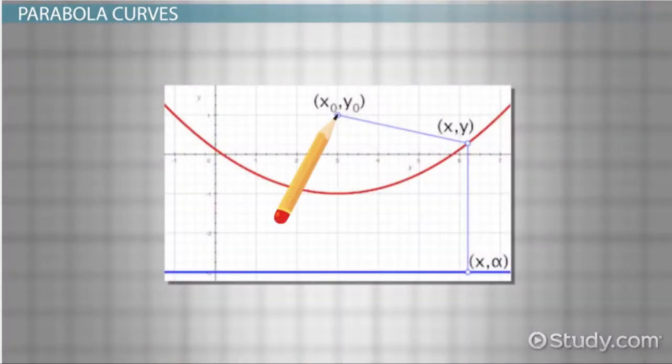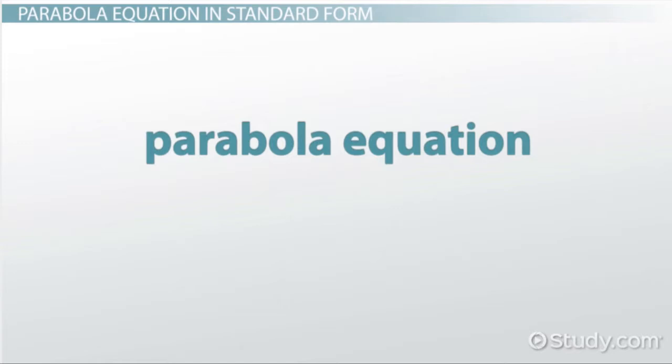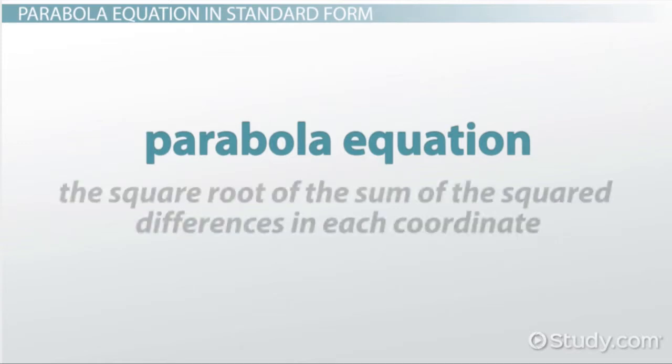Say the focus is here. The point on the line is x, y. The location on the directrix will be at x, alpha. Let's keep things general on purpose. In addition to the variables x and y, the equations will have three numbers: x sub 0, y sub 0, and alpha.